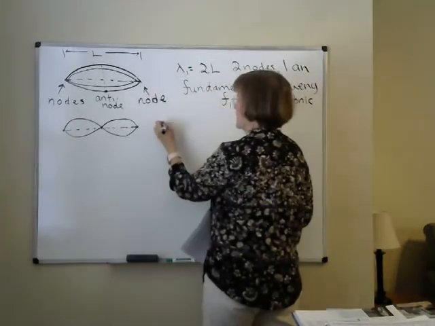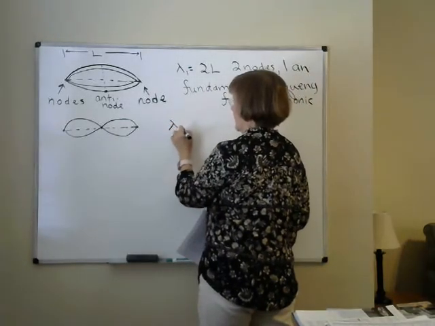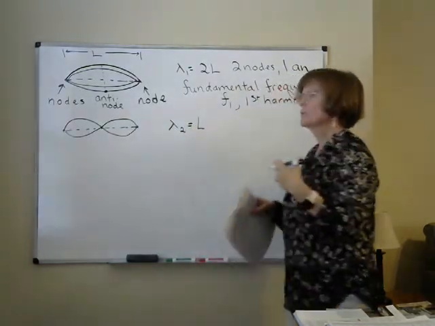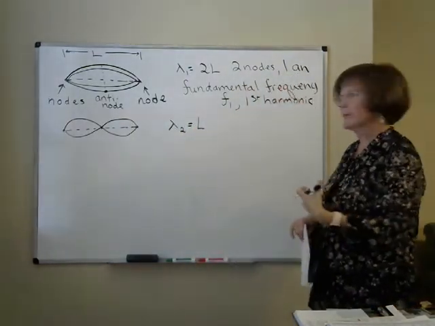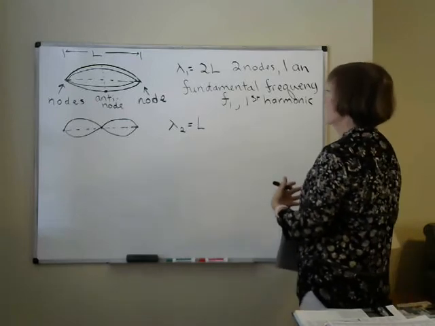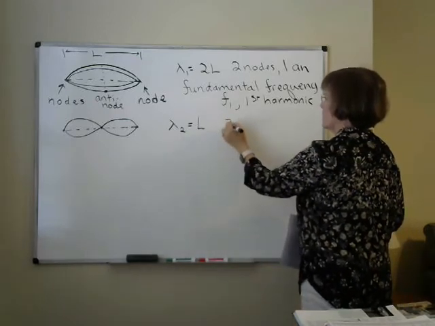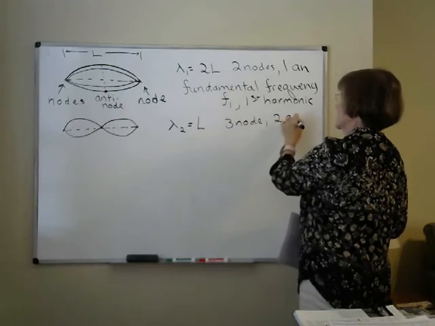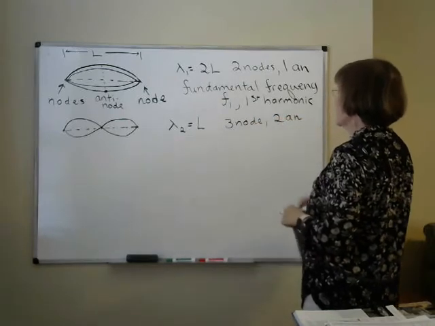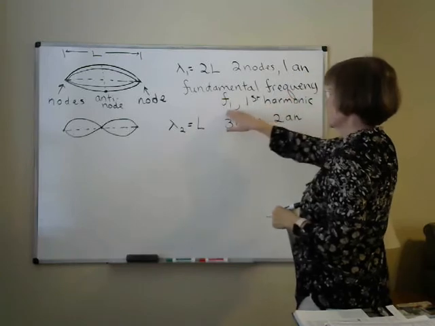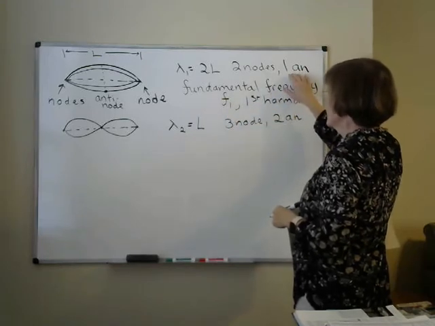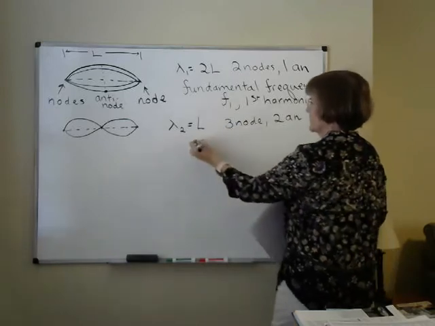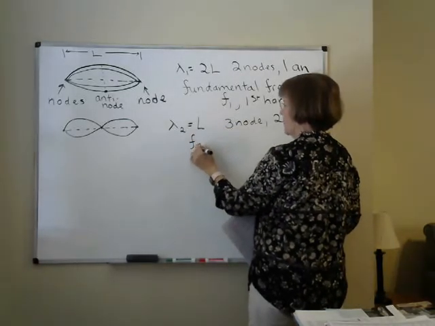Its wavelength is simply L. It's the length of the string. It takes two bumps to make a complete wave. This time we have one more node, so we have one more antinode. The number of antinodes is always the same as the frequency. One bump, F1. Two bumps, F2. It's called the second harmonic.